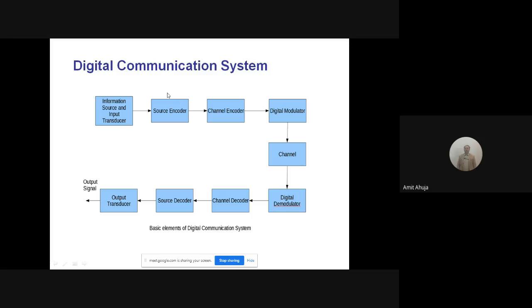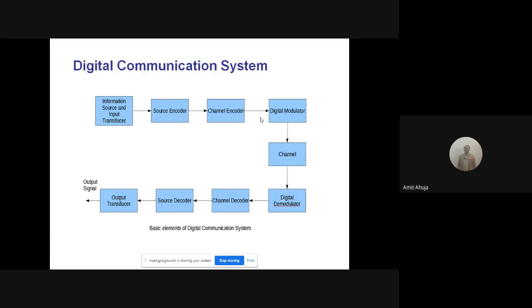So what makes digital communication different from analog communication is your source encoder and channel encoder, the requirement of source encoder and channel encoder. So what is a source encoder? A source encoder is a technique by which you are converting analog into digital form. So you can say a source encoder is your A to D converter. Actually, it is not only converting, it is efficiently converting.